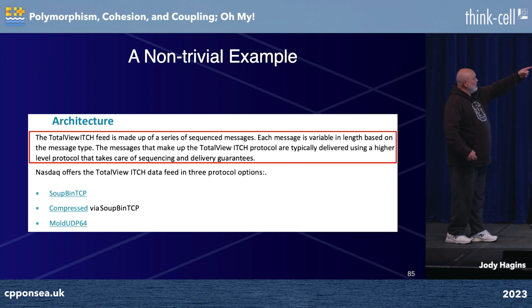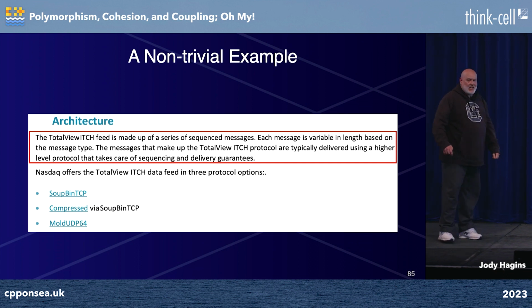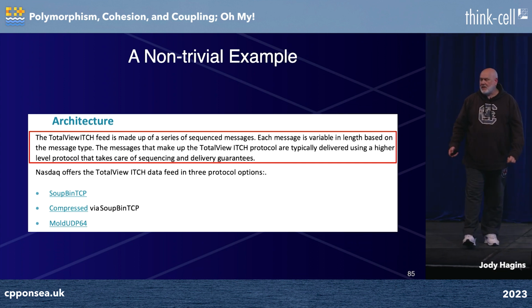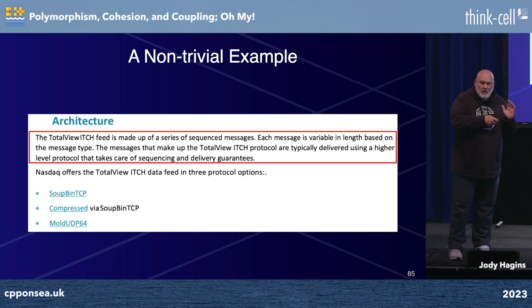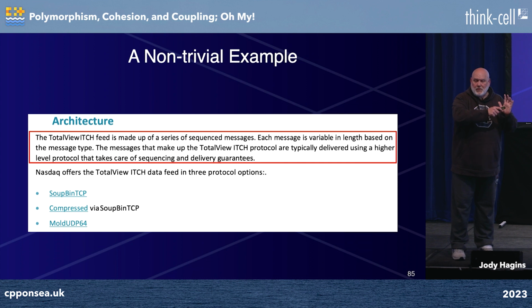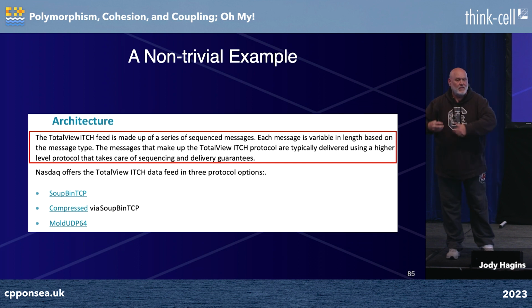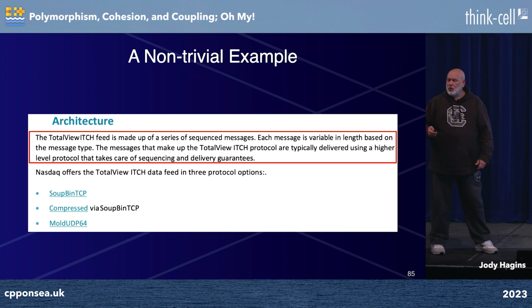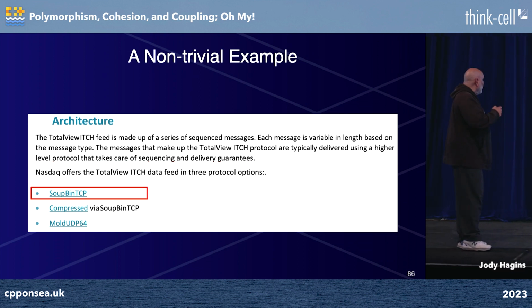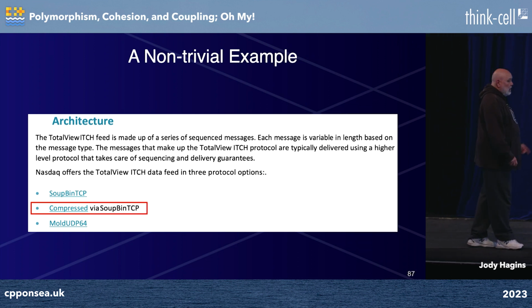They're typically delivered via a higher level protocol that takes care of sequencing and delivery guarantees. So they're sending you a bunch of messages, and the messages are supposed to be sequenced. In other words, you need to be able to process the buy for Apple before you process the trade that happened, and they guarantee this sequencing through a couple of different protocols. The first one is called SoupBinTCP, and the next one is compressed SoupBinTCP.